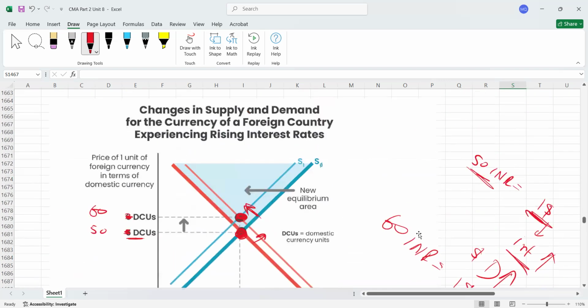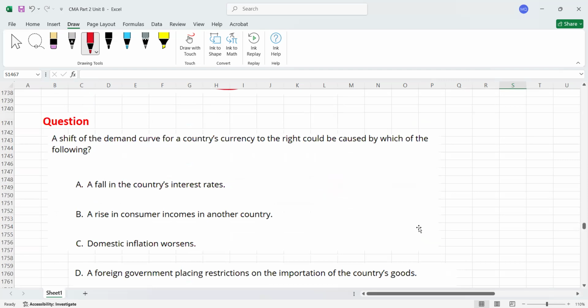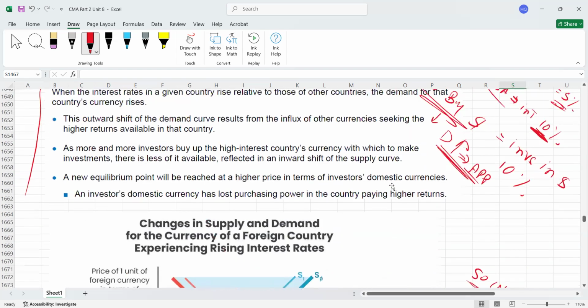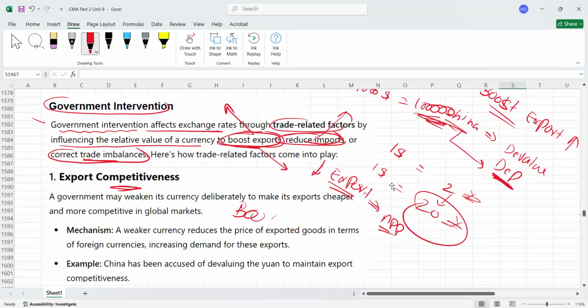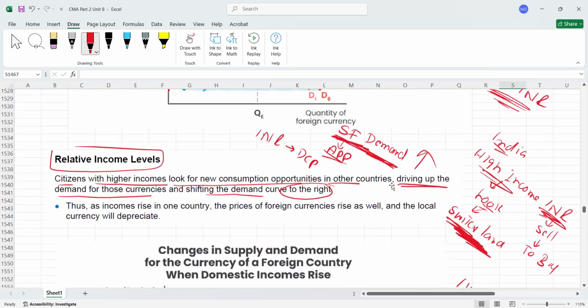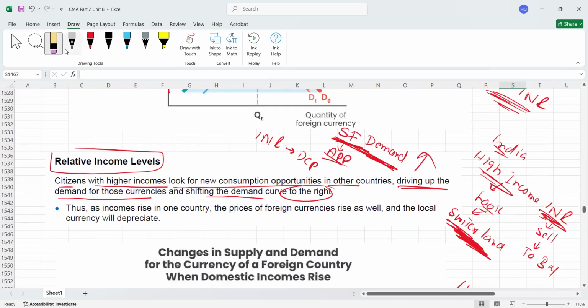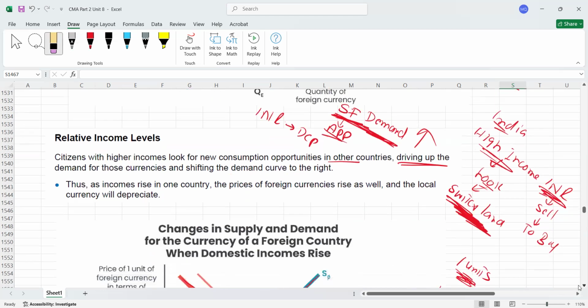Okay, so guys, we have a question here. They're saying that a shift of a demand curve, do you remember the graph? Let's look for the graph. I'm showing you this graph here. This is relative income level. Okay, actually that question is relevant to this, that's why I'm showing you this graph.